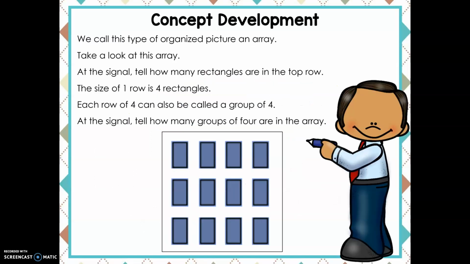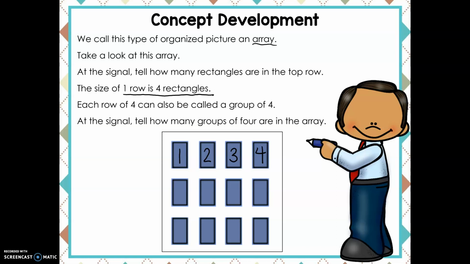So today I said we're going to be talking about something called the array model. We call this type of organized picture an array. It's just like the circles on the last page, but it's organized a certain way. Take a look at this array down here. How many rectangles are in the top row? Let's count them together. 1, 2, 3, 4. So the size of one row is 4 rectangles.